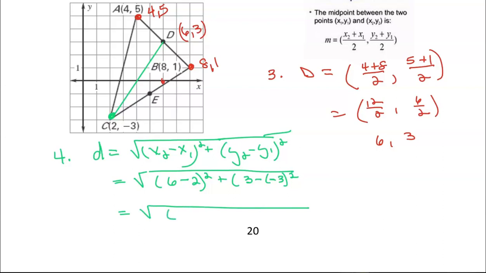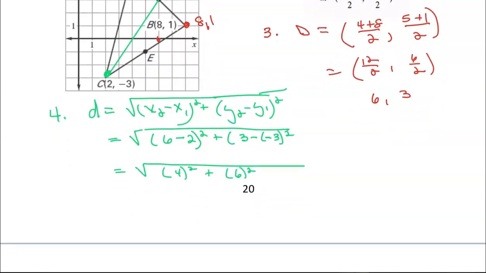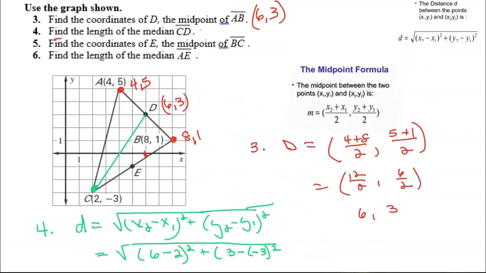Okay, so let's do a little bit more work with that. All right, 6 minus 2 is 4, and I'm going to square it, plus 3 minus a minus 3 is 6, and I'm going to square that. Okay, so what am I getting? 4 squared is 16, plus 6 squared is 36, so that's going to equal 52. Radical 52 equals the length CD. Okay, so this equals radical 52.